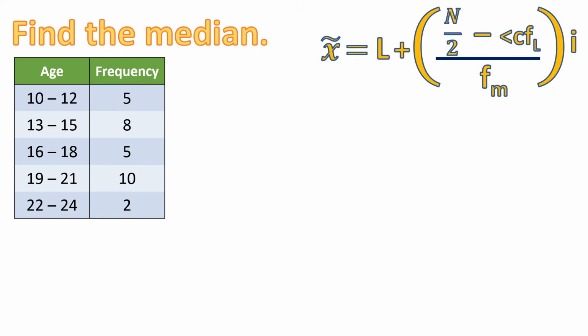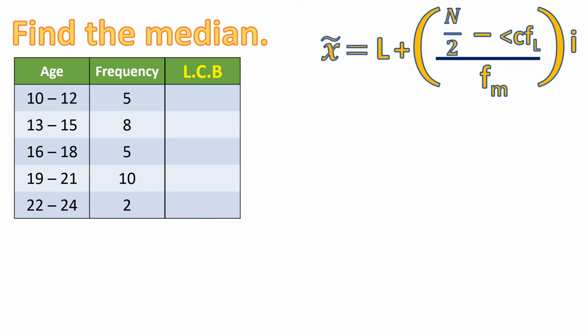So based on the formula, we need the L, which is the lower class boundary. So we need that column, and we'll name it LCB, or the lower class boundary. The lower class boundary is simple to get. We subtract 0.5 from the lower limits in the interval. The lower limits are the smallest numbers for each interval: 10, 13, 16, 19, 22. We subtract 0.5 from each lower limit to get the lower class boundary for each row.